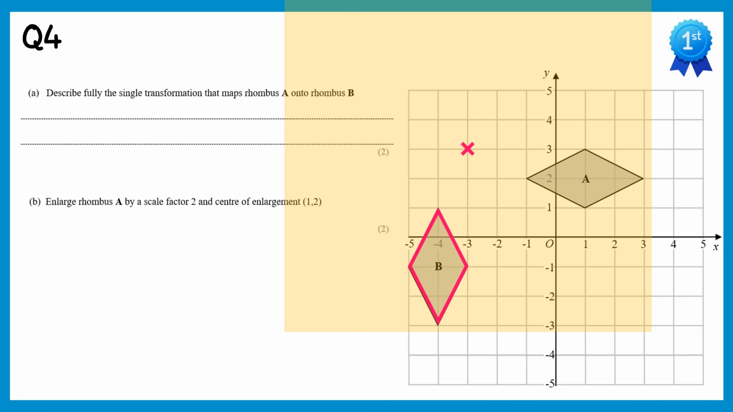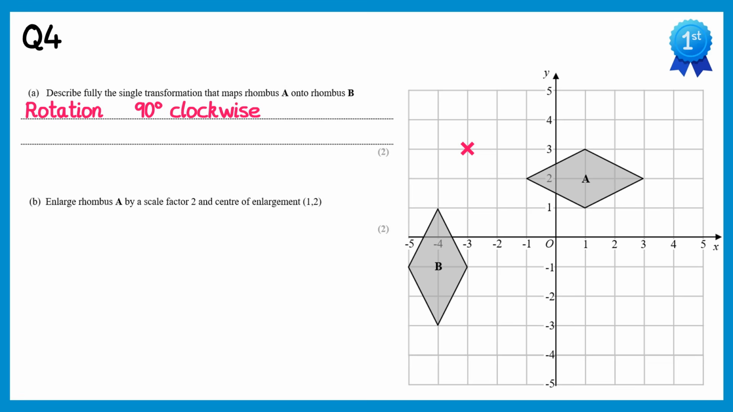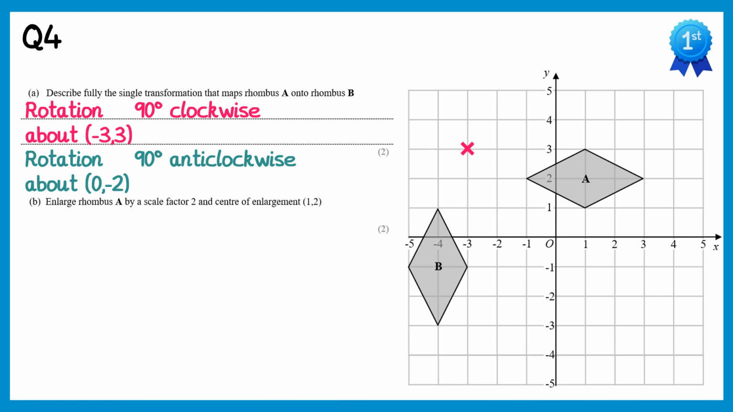So to write down this transformation, we would write it's a rotation. We went 90 degrees clockwise, and then we state the point we rotated it about, which was negative 3, 3. Now there is actually another possible answer for this depending on where you place your point. You could also have got all the marks for saying it's a rotation, 90 degrees anti-clockwise, but about this point, 0, negative 2.